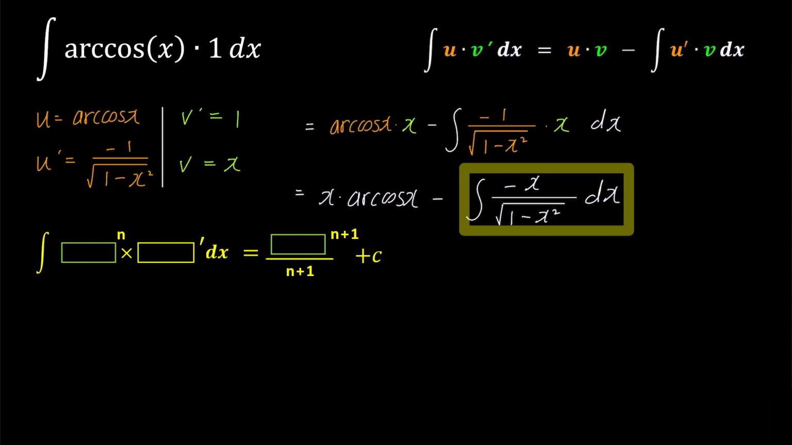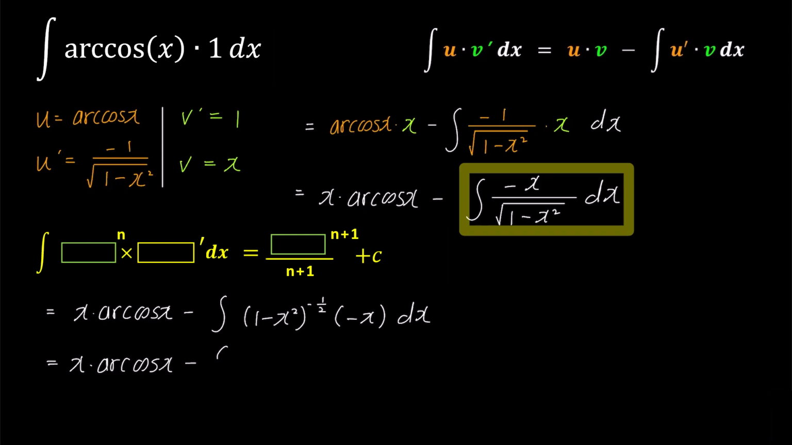To simplify the integration, let's express the denominator of the second integral term as a negative exponent. Then the above equation becomes x times arccosine x minus the integral of 1 minus x squared to the power of negative half times negative x dx. If we put 1 minus x squared in the green box, we need negative 2x in the box prime, which is the derivative of 1 minus x squared.